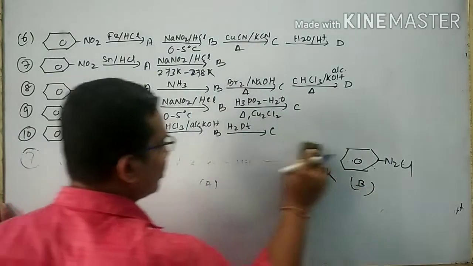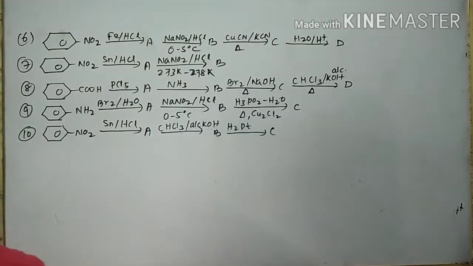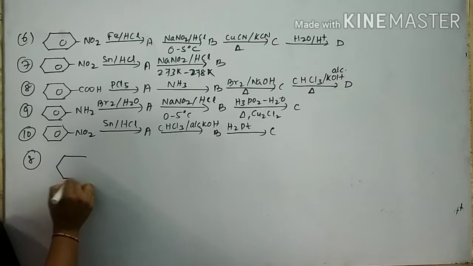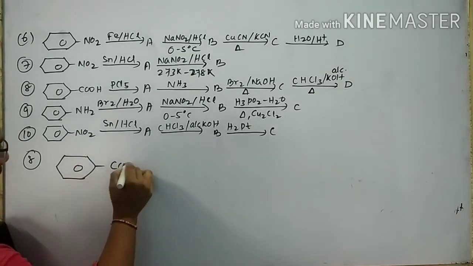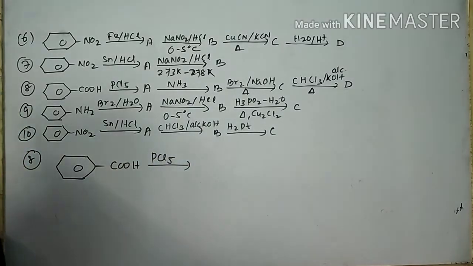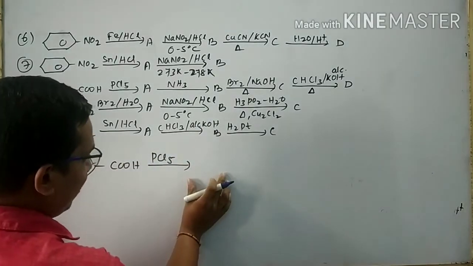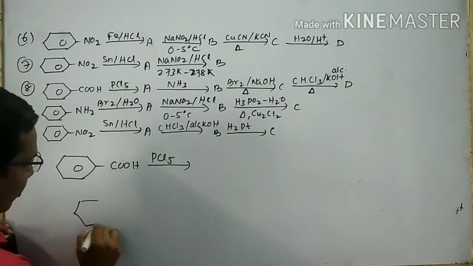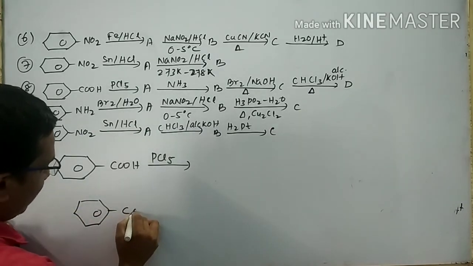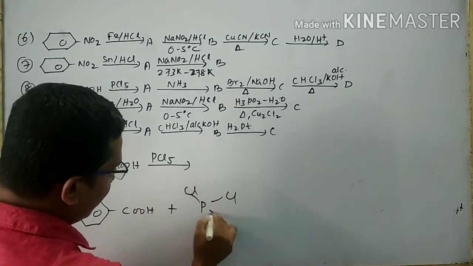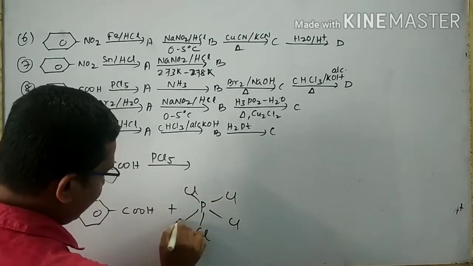Next question is question number 8. In question number 8, benzoic acid is given. It is subjected to reaction with PCl5. Then A is formed. Look at that. What will be the A? This is benzoic acid. This is the structure of PCl5.